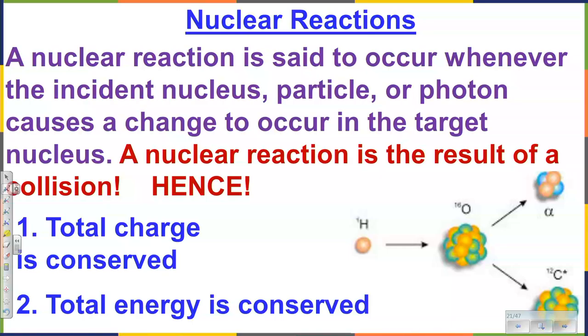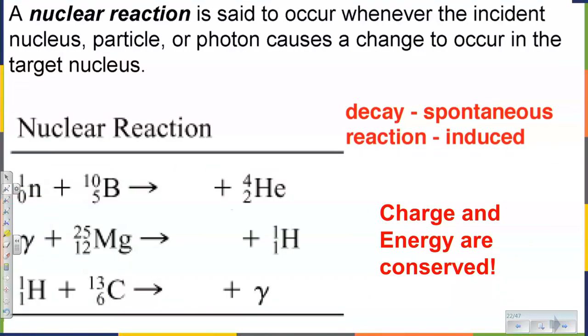The best way to induce, excite a nucleus is to shoot a neutron, because a neutron has no charge, so it's not being repelled, so it actually can penetrate inside the nucleus and it explodes. In that case, we say a nuclear reaction is happening.